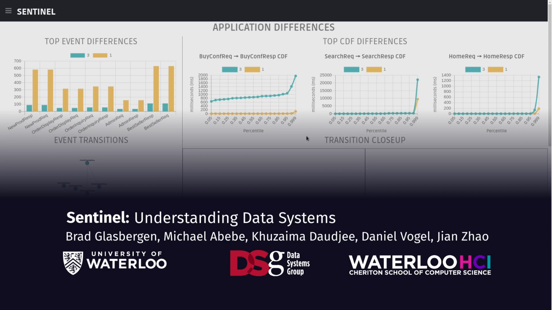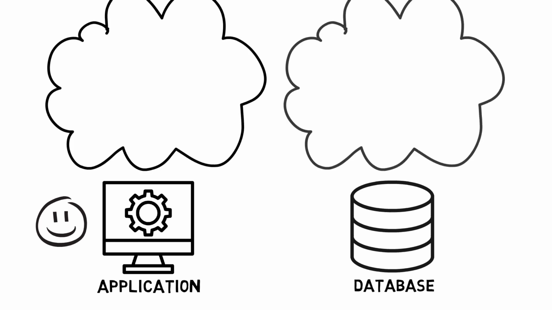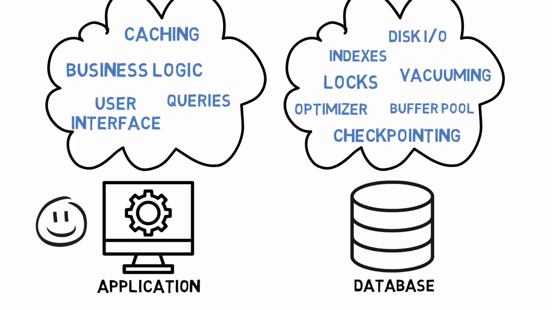This video demonstrates Sentinel, a tool to understand data system behavior and performance. Understanding the performance of modern applications and the databases that support them is extremely difficult. Both systems contain a large number of components and features that play a significant role in system performance. Furthermore, these systems are tightly coupled.